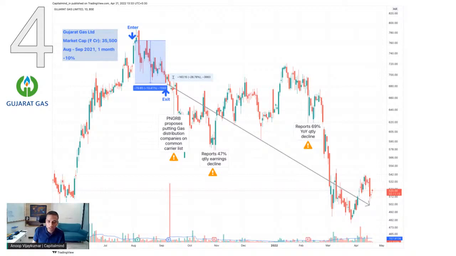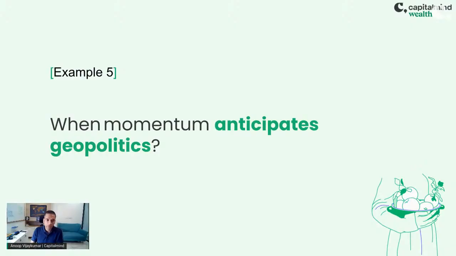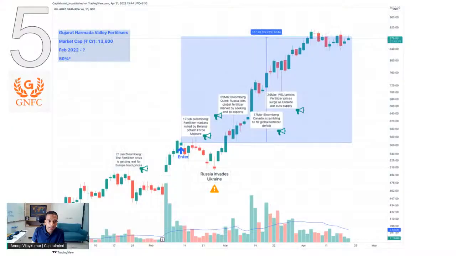And if you're able to avoid some of these, that by definition makes it easier for you to have slightly better than market performance. And the final example is a more recent one where, and I don't mean this literally that momentum anticipates geopolitics, but this happened earlier this year with this stock called Gujarat Narmada Valley Fertilizers, a fertilizer company, had been showing decent momentum, had seen some good news flow leading up to early January, which talked about how Europe is going to have a shortage of fertilizers, which is going to drive up food prices.